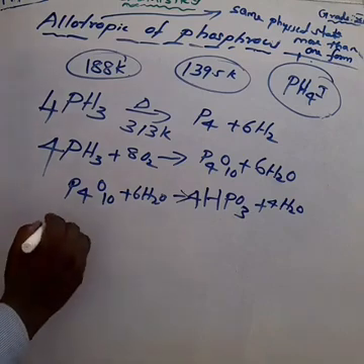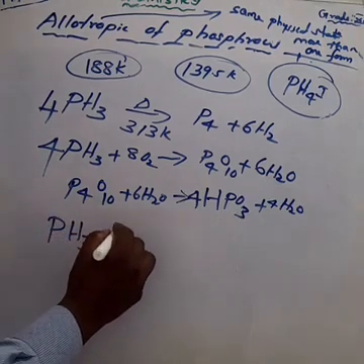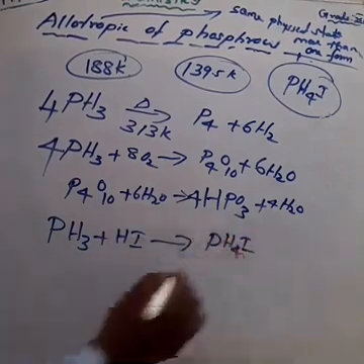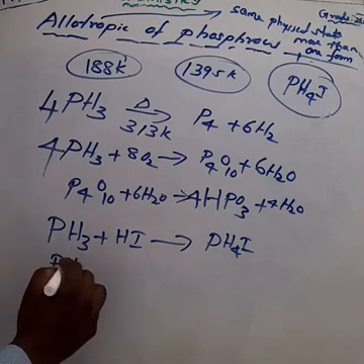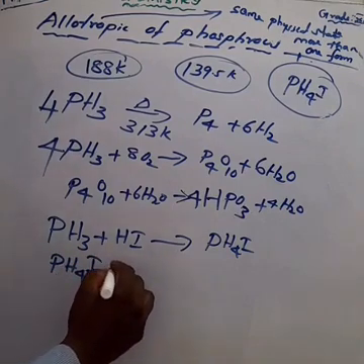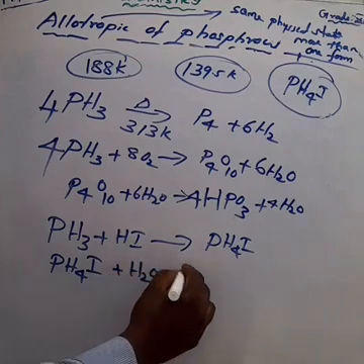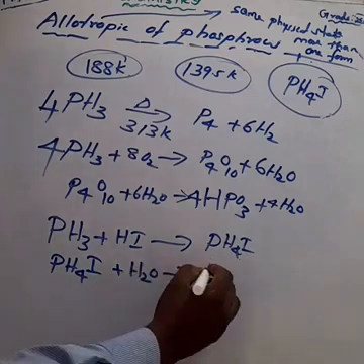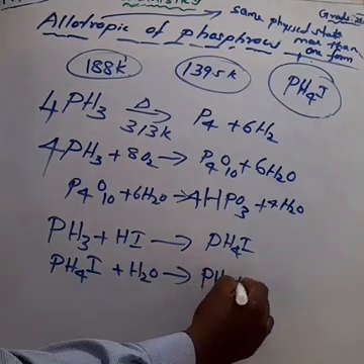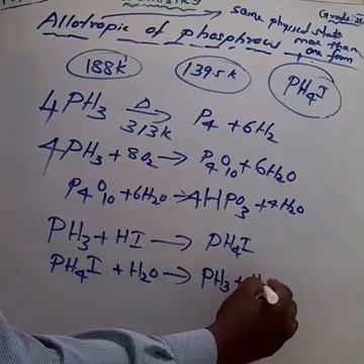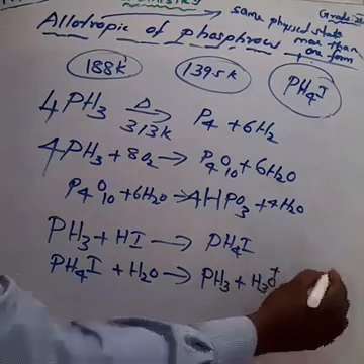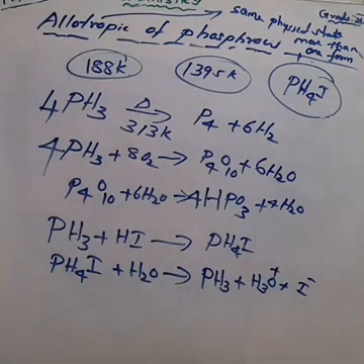So we can write the equation. PH3 plus hydrogen iodide gives PH4I, because this hydrogen is attaching here. So PH4I, the phosphonium iodide, again reacts with water on heating. So we get phosphine again. What is the formula of phosphine? PH3. Phosphine PH3 plus, hydrogen combines with one of the water molecules to give H3O plus, and iodine is also leaving. Okay, so the equation is balanced.